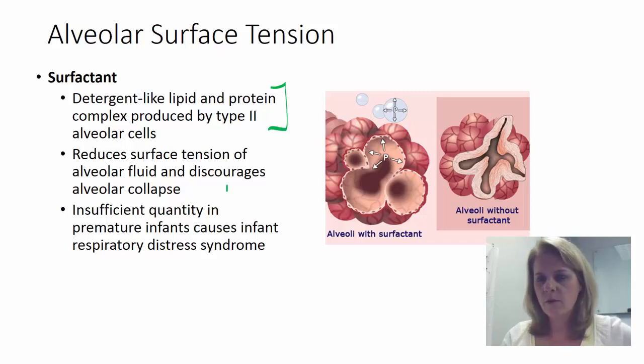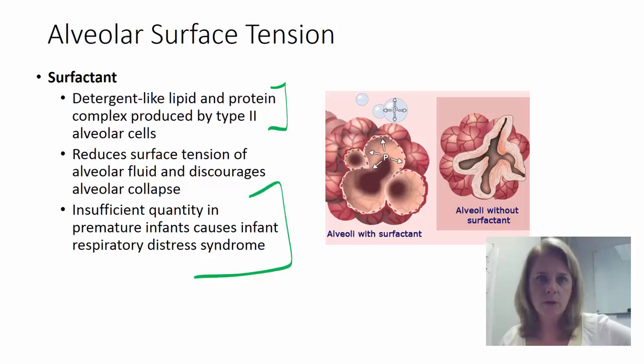You'll see that as a problem in infants, premature infants. They can have respiratory distress because they don't have surfactant and their alveoli stick together. So what you do for those infants is give them surfactant to try to help them have easier breathing.